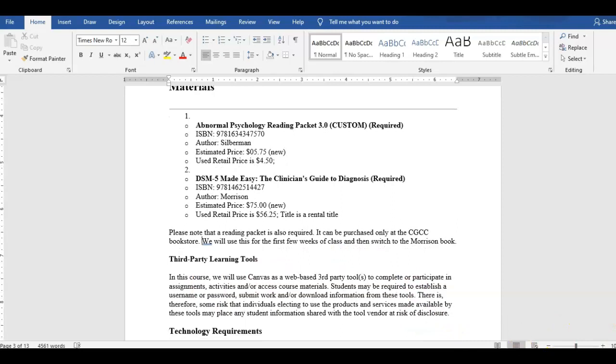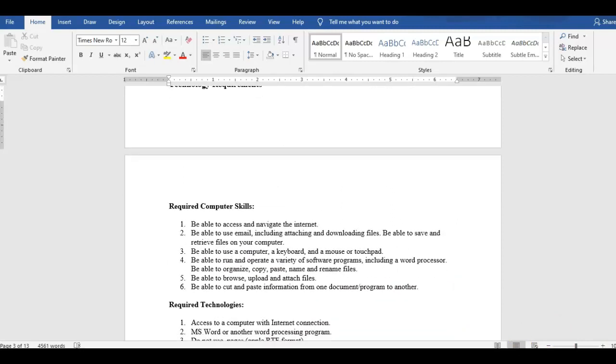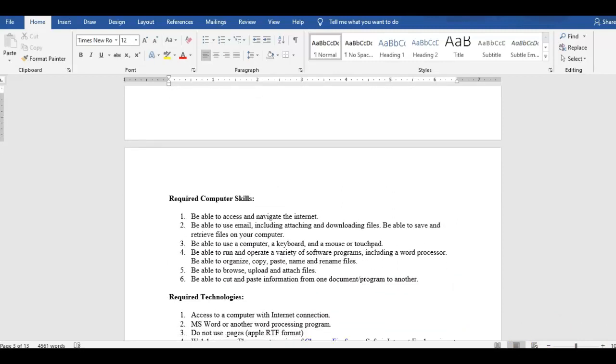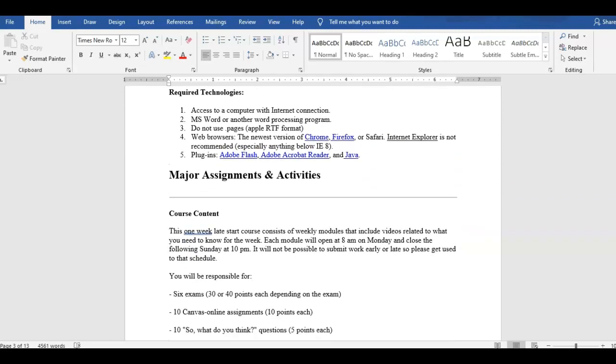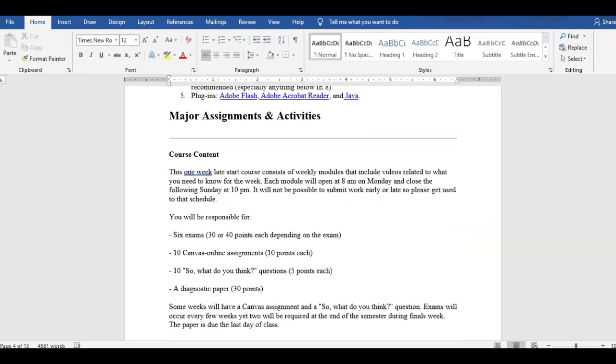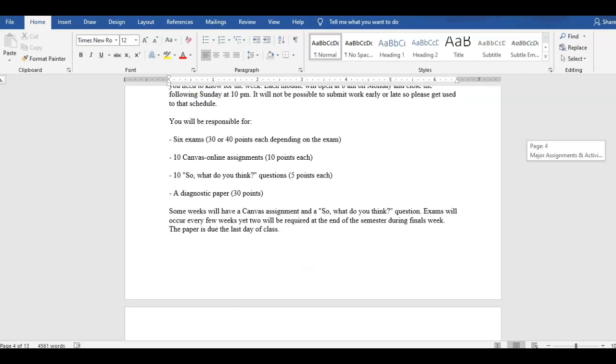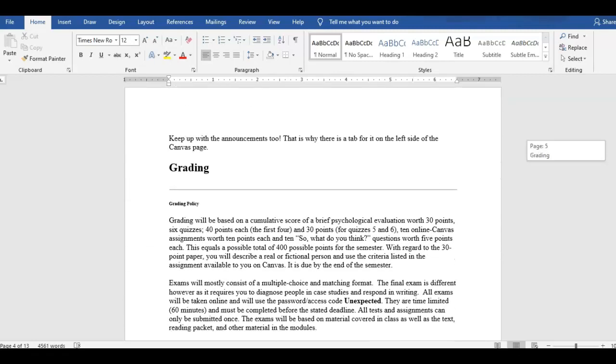Third-party learning tools, we use Canvas. You probably know that already, huh? You do need to have some computer skills to use Canvas. What do we do in the class? Well, we already went over this, didn't we? The major course content. That is what we will cover.